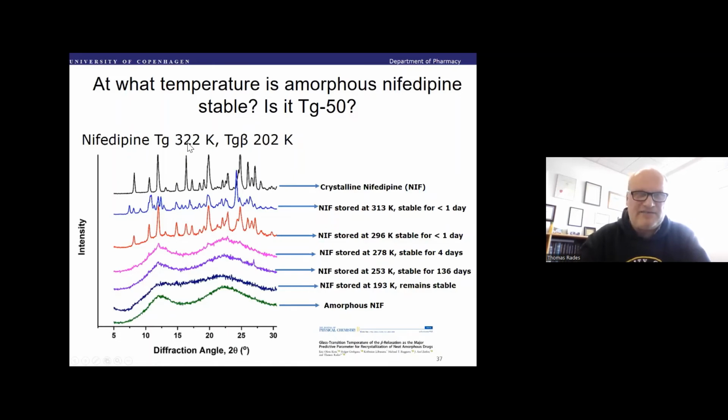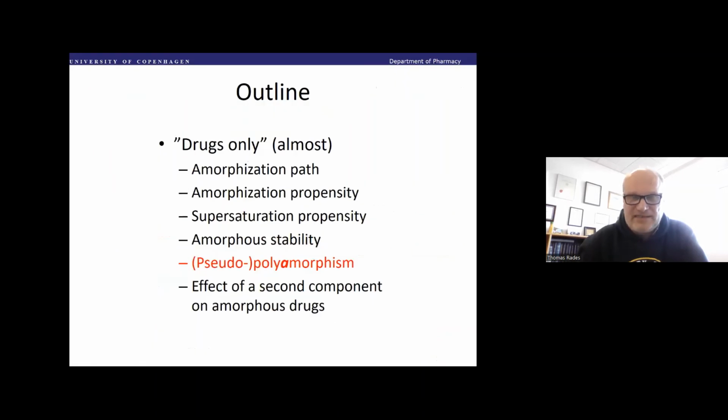So here is the proof of the pudding. Nifedipine has a glass transition temperature of 322 Kelvin and a beta relaxation of 202, so 120 degrees below Tg. Only if we are below the beta relaxation do we not see crystallization anymore. At other, higher temperatures, it occurred after increasing times, but nevertheless, as long as we measured, it occurred, whereas the amorphous nifedipine stored at 193 remained stable, I would say, for the duration of Eric's PhD. So we believe that the beta relaxation is a very good indicator for amorphous stability.